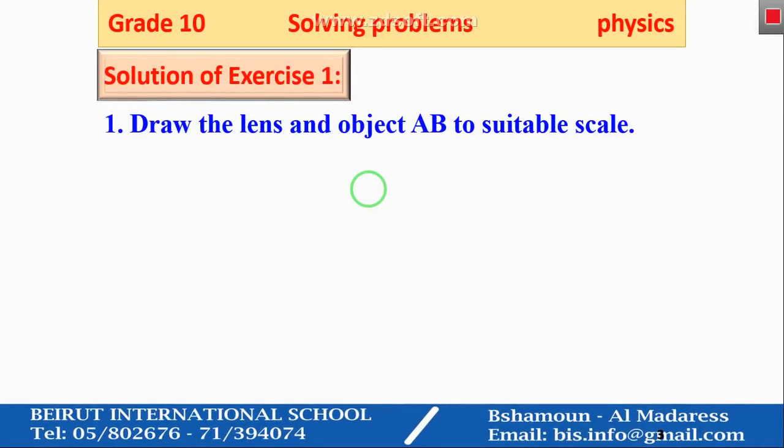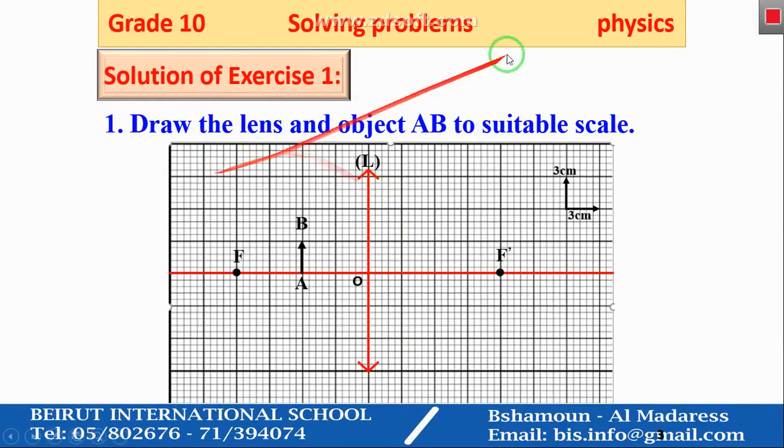First of all, we want to draw the lens and the object AB to a suitable scale. Here, we choose the scale. Each box represents 3 cm horizontally and vertically. This is the lens. This is the image focus F'. The distance from O to F' is equal to 12 cm, which is 4 boxes. Each box is 3 cm. This is the object focus F, and this is the object AB, which is 3 cm height, which means 1 box. It's away from the lens by a distance OA equal to 6 cm, which means that it's 2 boxes.